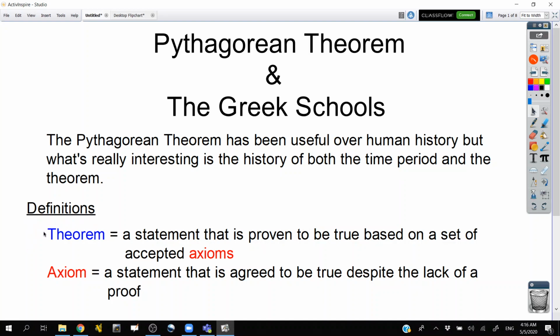Some definitions of things we'll talk about: the difference between a theorem and an axiom. A theorem is a statement that is proven to be true based on a set of accepted axioms. So we accept these axioms to be true, and we use them to prove theorems. An axiom is a statement that is agreed to be true despite the lack of a proof. So we don't prove axioms. We just agree they're true, and we use them to prove other things.